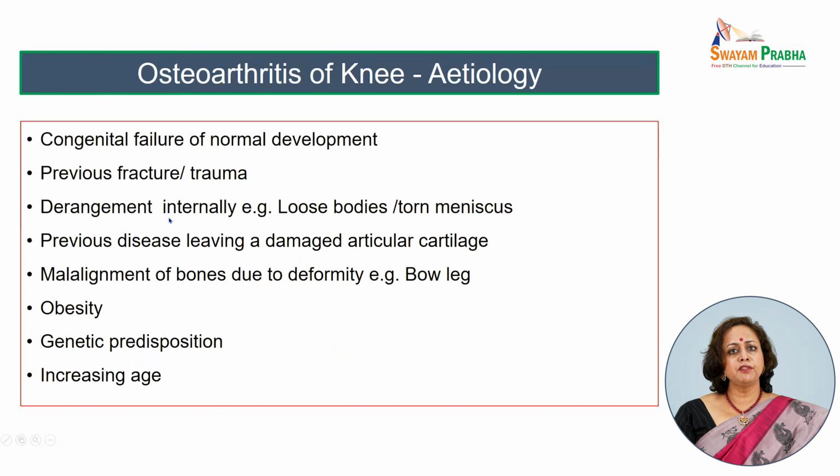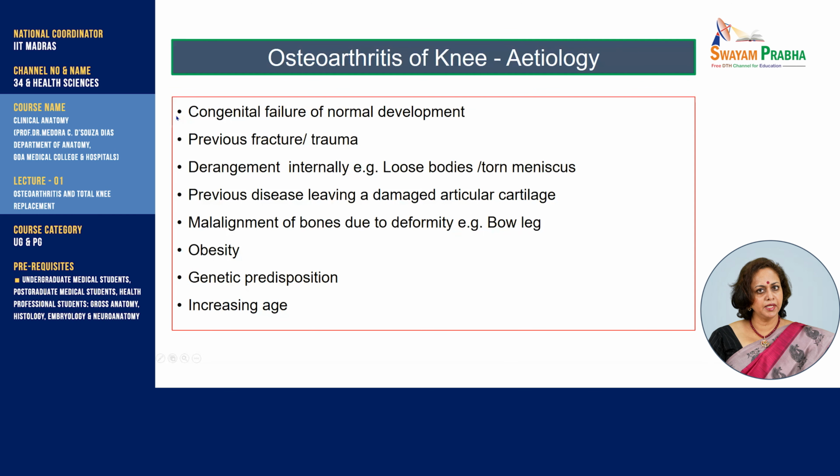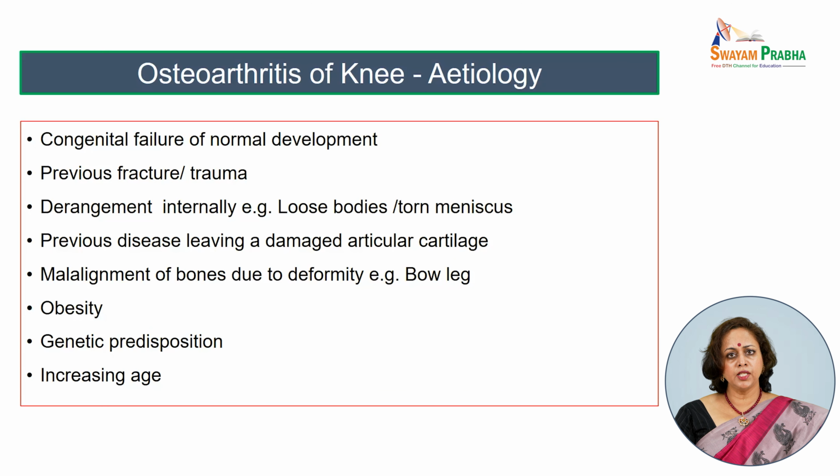What are the etiological factors for osteoarthritis of the knee? The first one we say here is congenital failure of normal development. So there is some deformity congenitally or some defect which predisposes, or a history of a previous fracture or trauma or injury to the knee can predispose. A derangement internally, for example, pieces of cartilage separate out and become loose bodies, or a torn meniscus due to an injury becomes a loose body within the joint cavity of the knee.